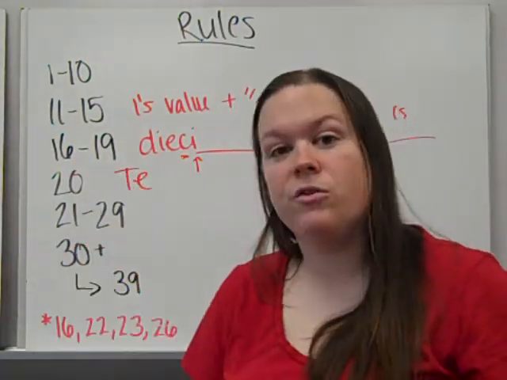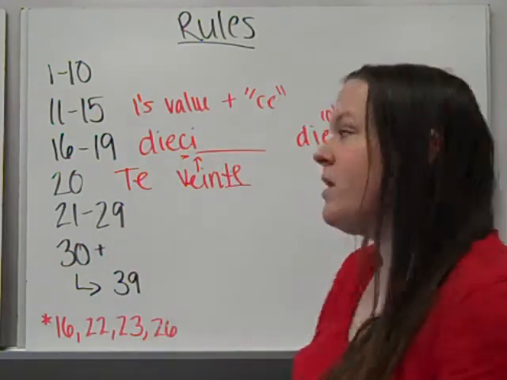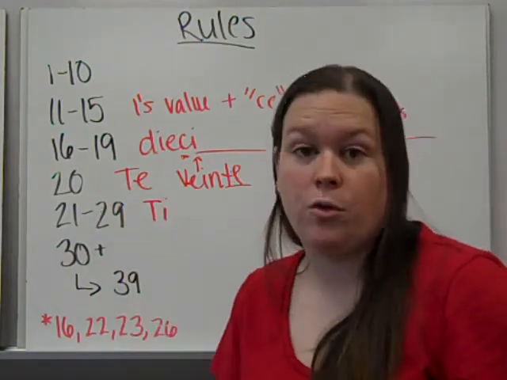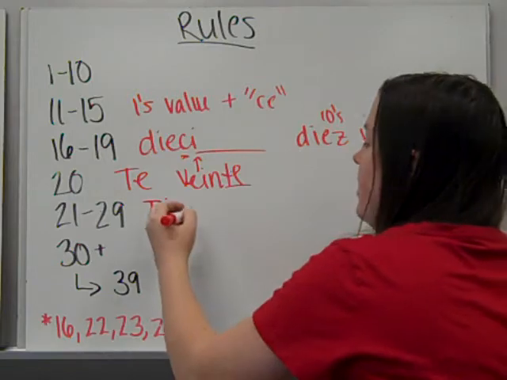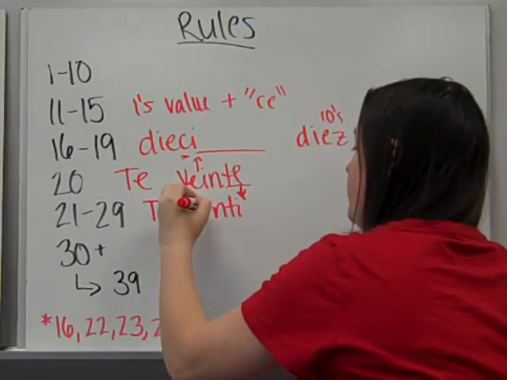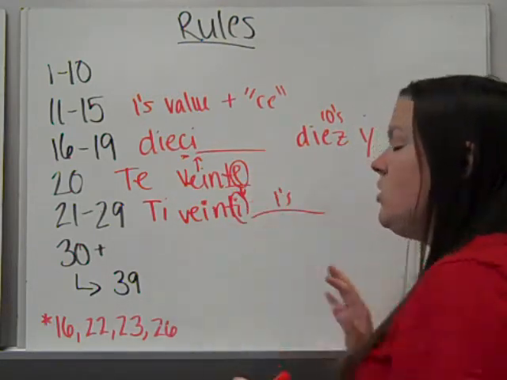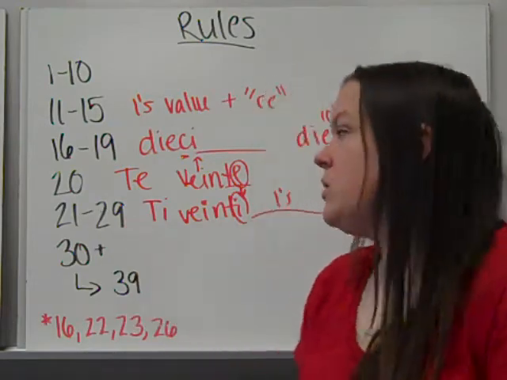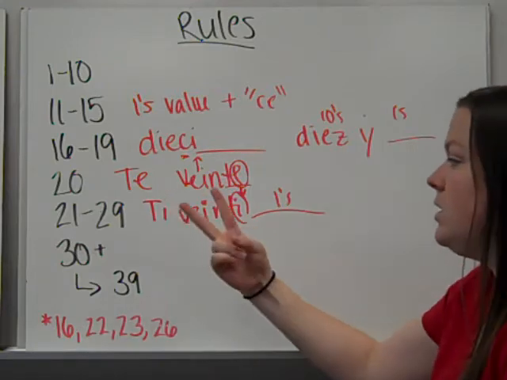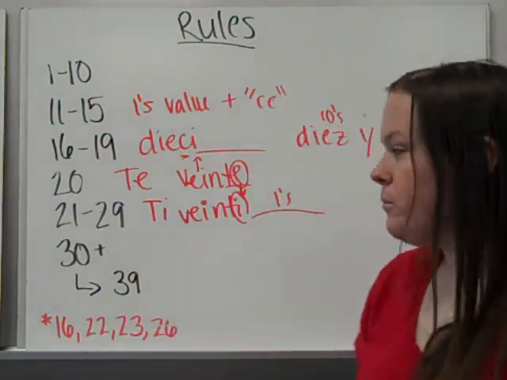20. I say TE for 20 because veinte ends in TE. And then, so TE for 20, TI for more. That's my little saying. Because the E in veinte goes to an I, and then you stick your ones value, you smush it right onto the end. So 21 would be veintiuno, 22, veintidós, 23, veintitrés, and so on and so forth.